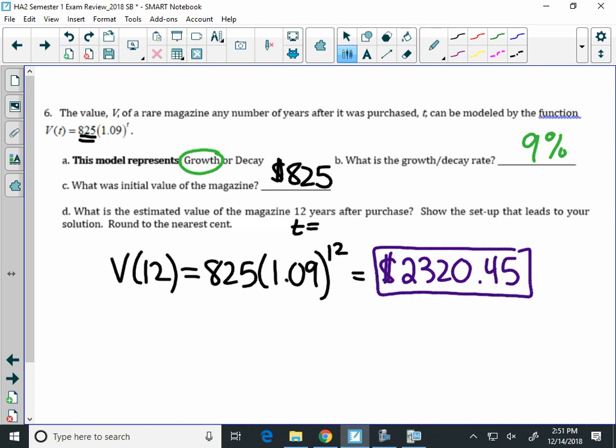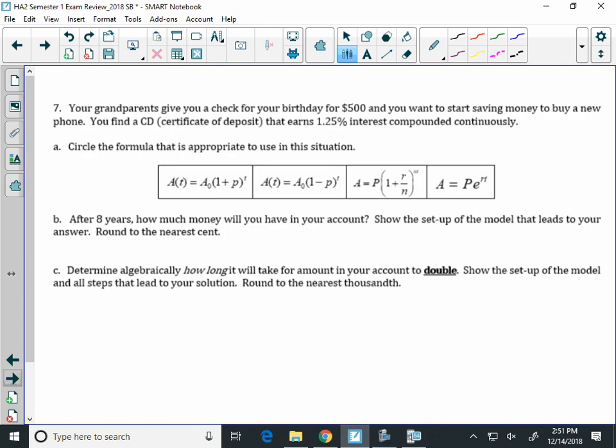Good. All right, now we have a little bit more work to do. We have to choose a model this time. It says that your grandparents give you a check for your birthday for $500, and you want to start saving money because you want a new phone. You find a certificate of deposit that earns 1.25% interest, compounded continuously.